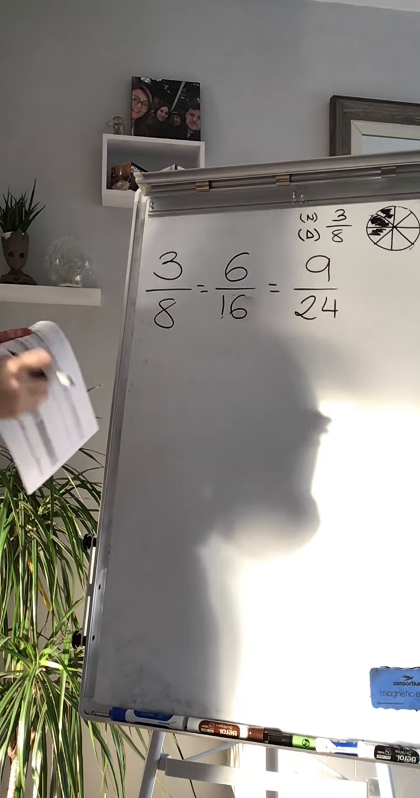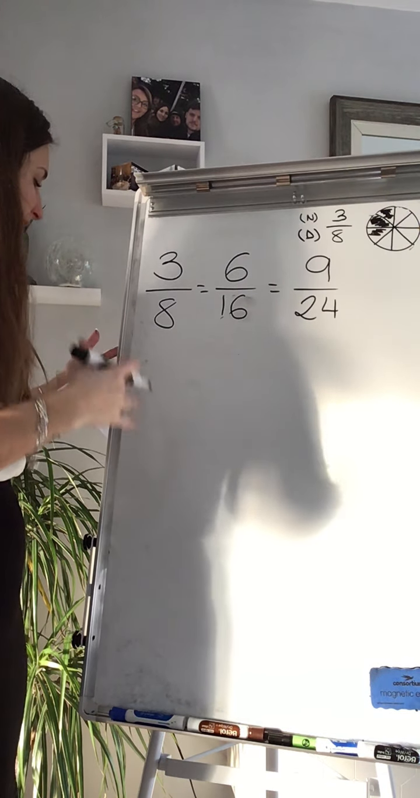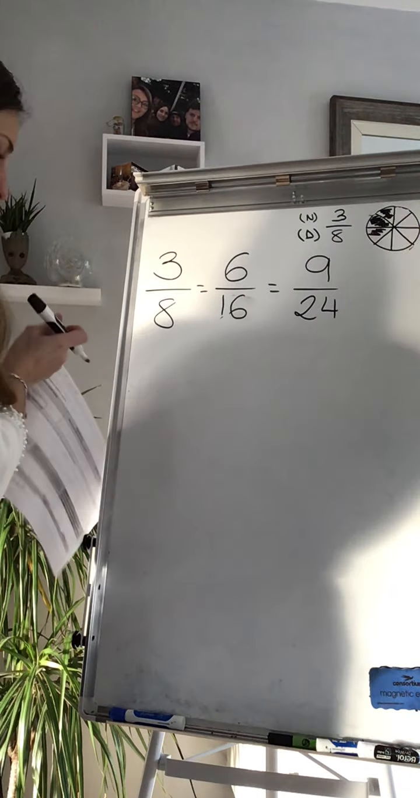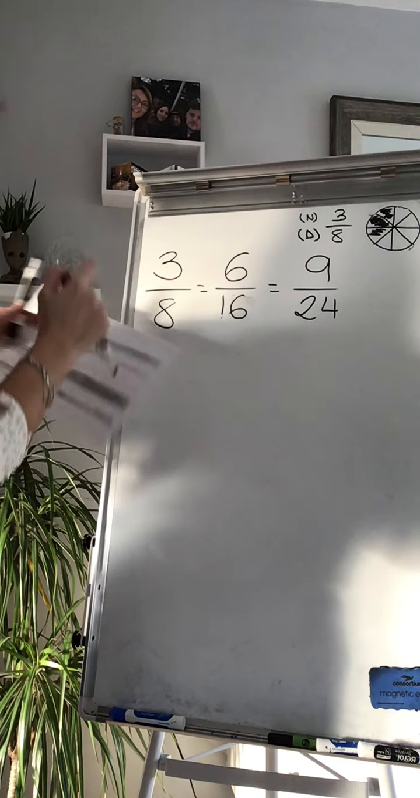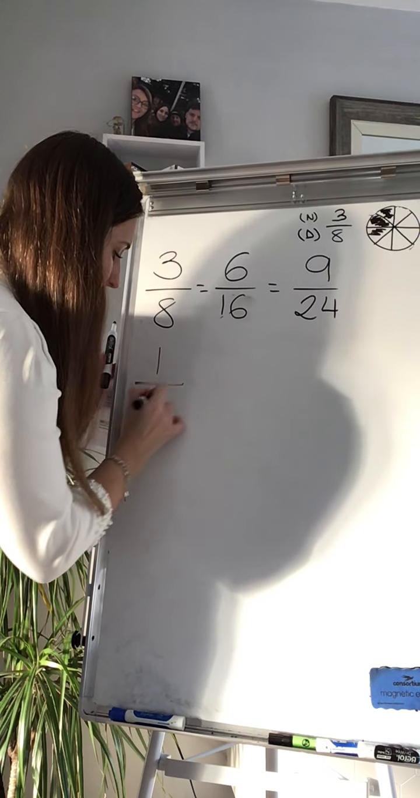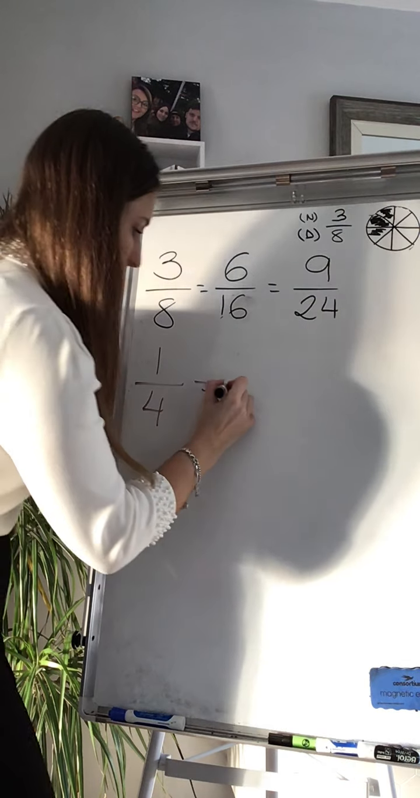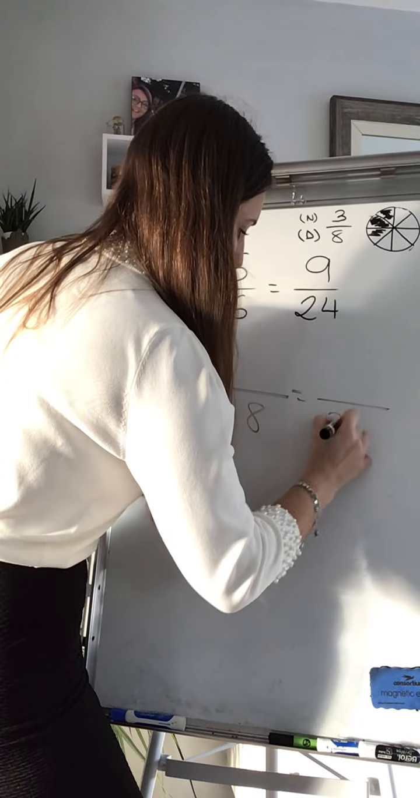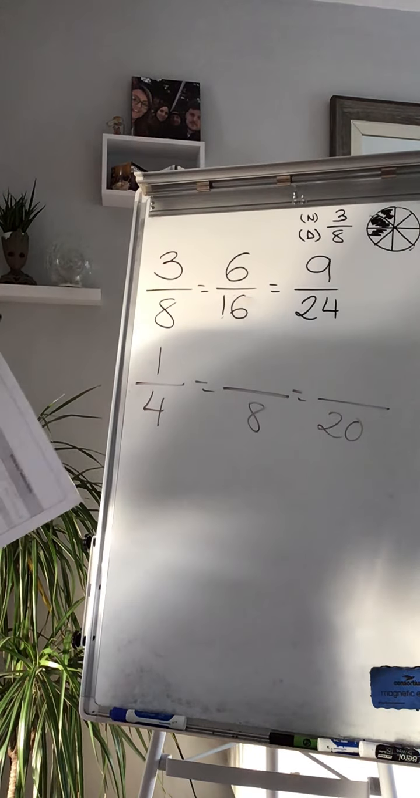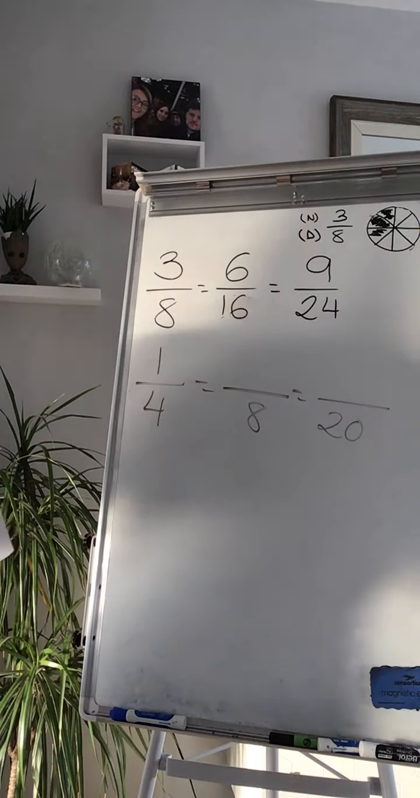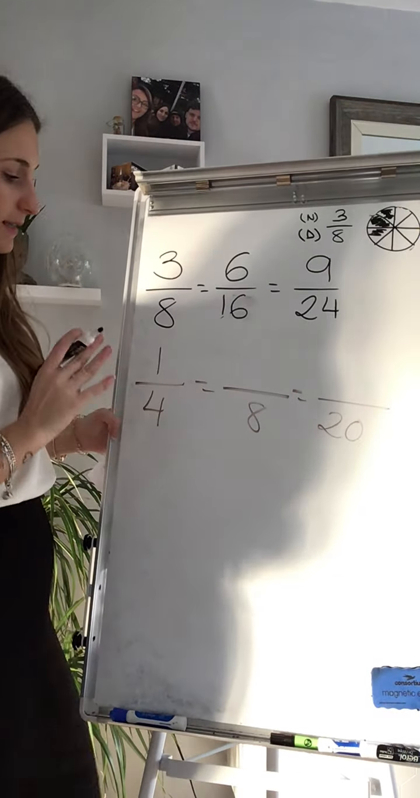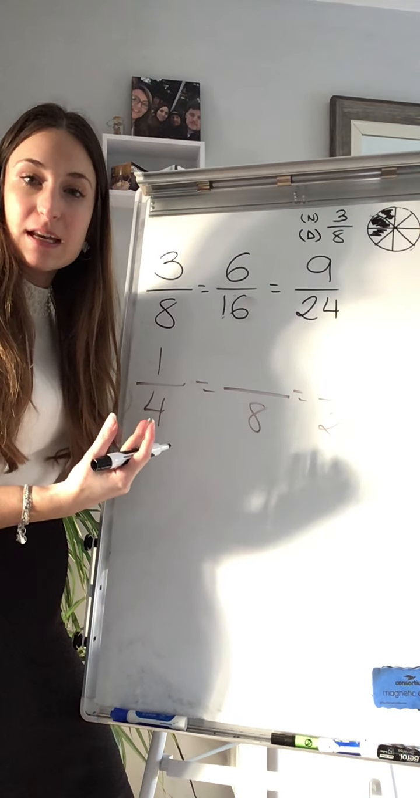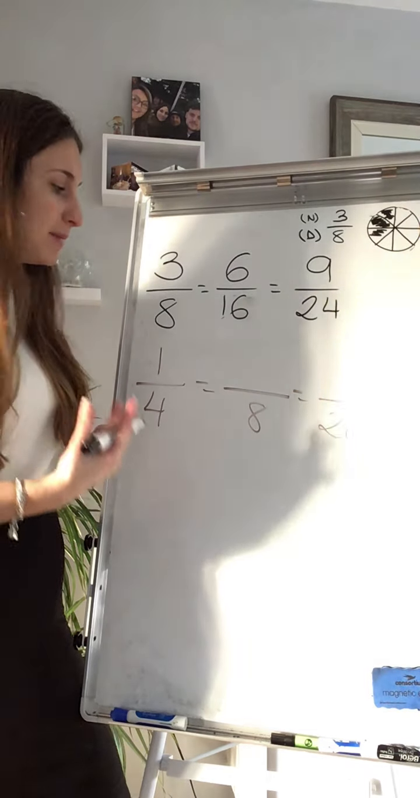Okay? So straight away you have your 3 equivalent fractions. Now today we are going to say, what about if I have some missing numbers? What about if I have 1/4 is equivalent to something else, and it's equivalent to something out of 20. So how can I work this out? Well, it's kind of like finding missing numbers, isn't it?